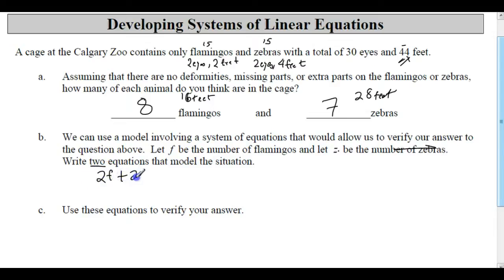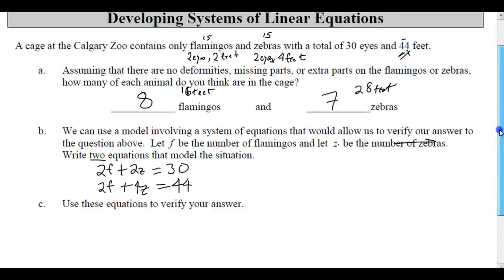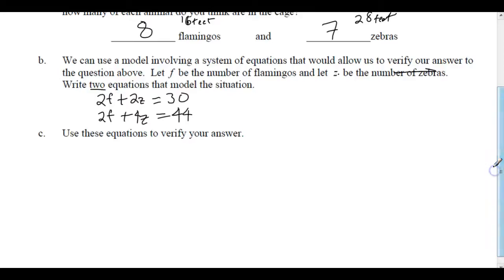So we know that every flamingo has 2 eyes, so 2 times the number of flamingos plus 2 times the number of zebras will equal the total number of eyes. We know that flamingos have 2 feet, but zebras have 4 feet, so 2f plus 4z will equal 44. Use these equations to verify your answer. Now, verifying an answer means to plug in.